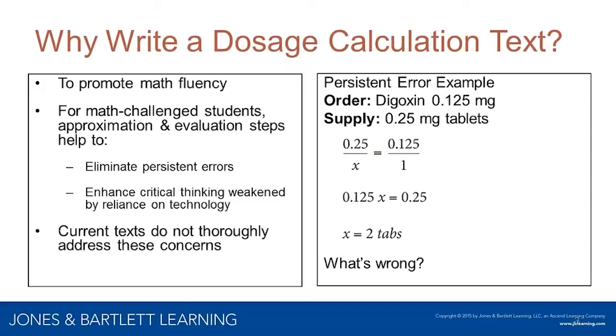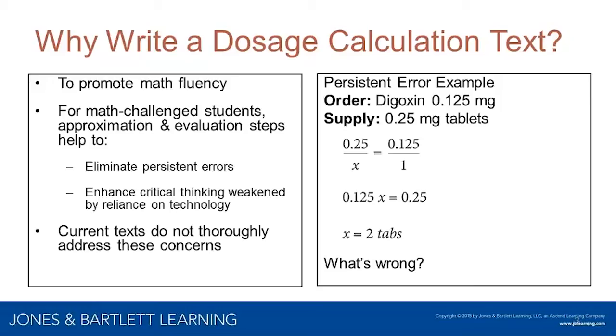Greetings. So let's answer that question, why write a dosage calculation text? Reason number one, to promote math fluency. In this text, we employ a systematic approach. And a systematic approach to anything promotes fluency. We believe it's of paramount importance that students strive for math fluency.